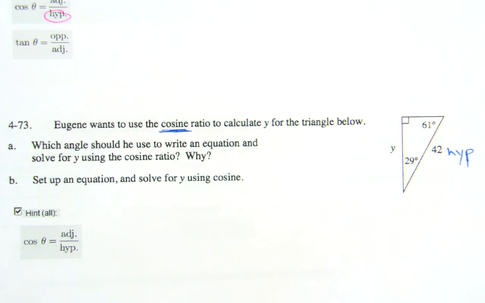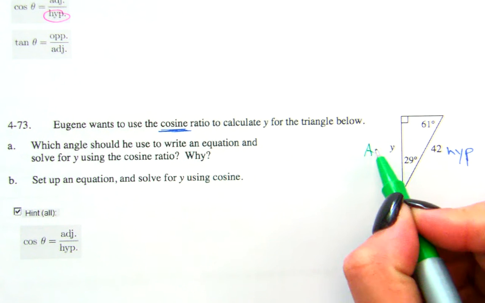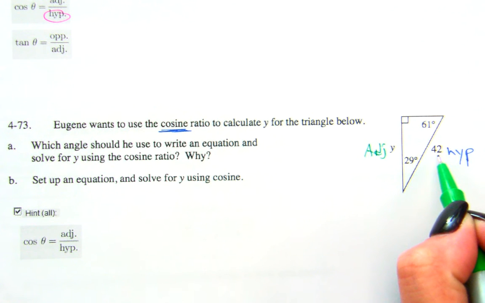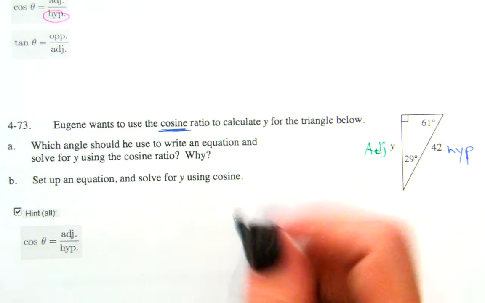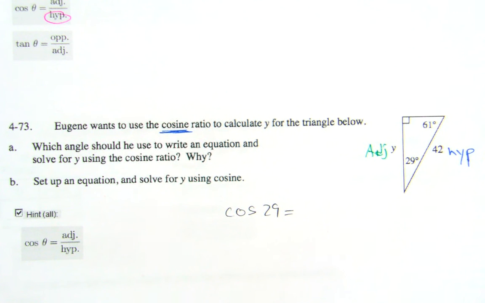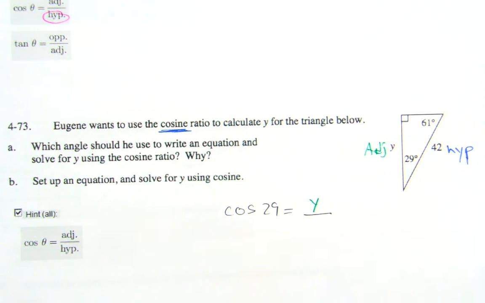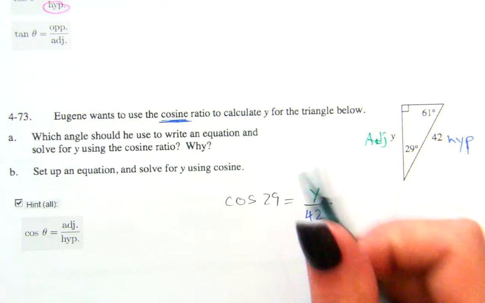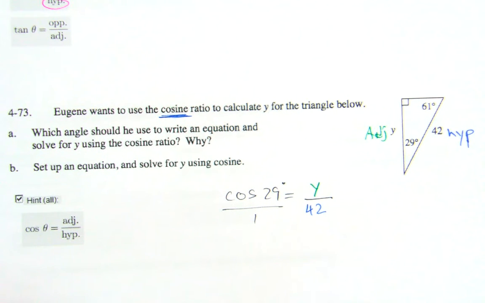That leaves us with no choice but to use the 29 degrees. So adjacent to the 29 degrees is the y variable, and then hypotenuse always stays as hypotenuse. So we have cosine of 29 degrees is going to equal our adjacent, which is in this case y, over our hypotenuse, and hypotenuse is 29 degrees. Sorry, I always forget to put a 1. I put degrees on there. So then you can finish that out yourselves.